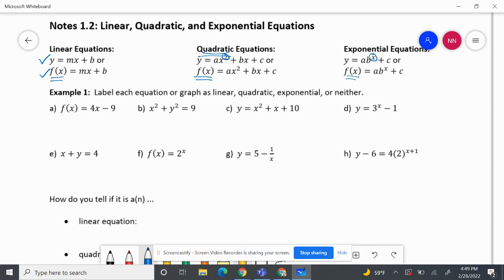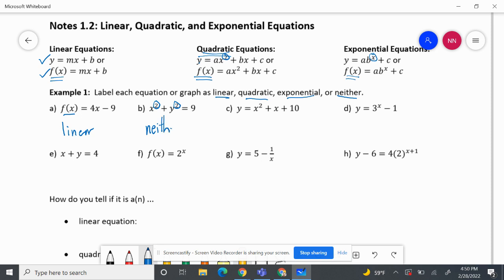So we're going to label it as either linear, quadratic, exponential, or neither. The first one, we see it's in functional form. We see that we don't have any exponents, so this would be a linear function. Letter B is kind of a tricky one because we see exponents of 2, but notice that with the quadratic equation, it's x squared. Notice that it's just y. It's not y squared. This technically is a circle. We're not going to get into how to graph circles in algebra, but we will in algebra 2. So we're just going to put neither for right now.